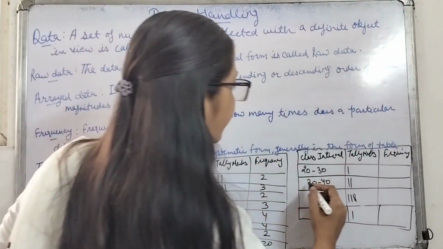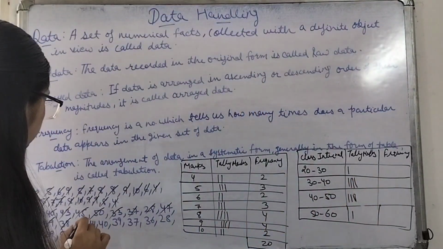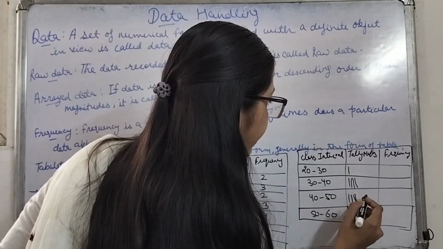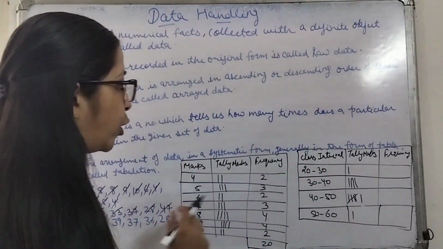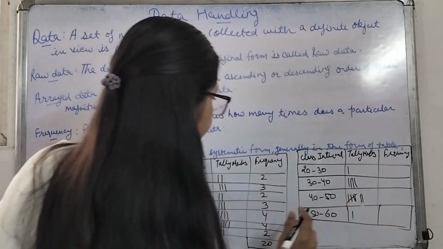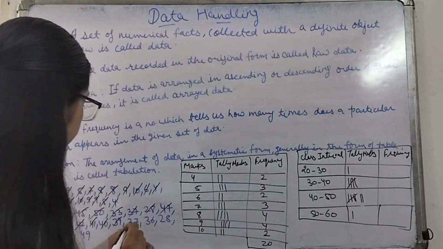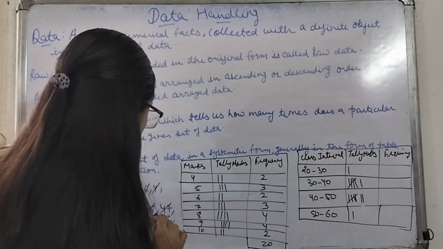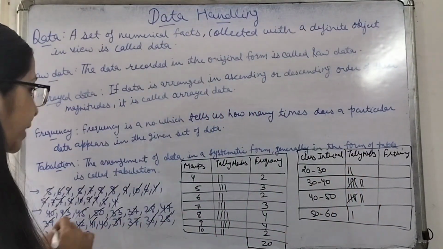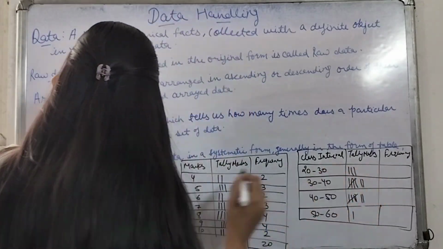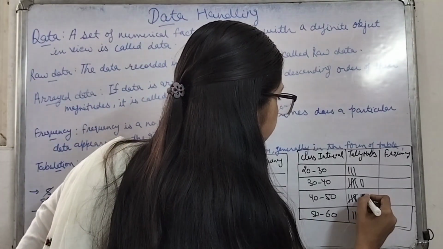Then 39 will come here. 38 will come here too. Then 42, already 4 are there, so the 5th will be like this. Then 41, it will be like here. Then 40 will come here only. 39 will come here, already 4 are there, so 5 will be like this. 37 will be here. 36 will again be here. 28 will be here. Then 29 is again here. Then 50 will be here, and 49 will be here in this category.